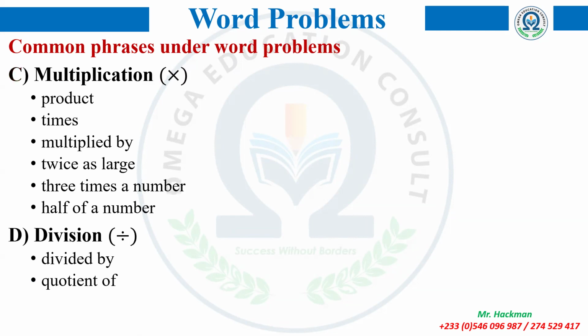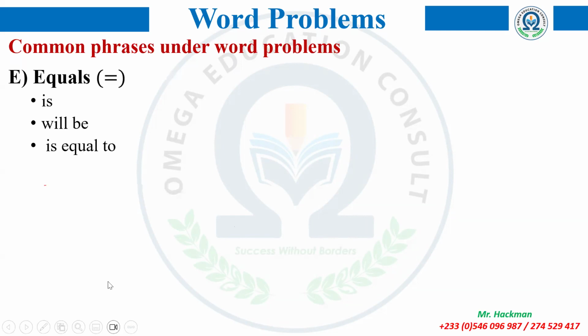So quickly, let's look at multiplication too. When you see product, times, multiplied by, twice as large, three times a number, half of a number, obviously you should also know that we are dealing with multiplication. Then division, we have divided by, quotient of. These and some other equivalent phrases will be in play. Then let's look at the last one, which is equal to or equals. So you see is, is equal to, then it means we are talking about the equal to sign, and that must be introduced.